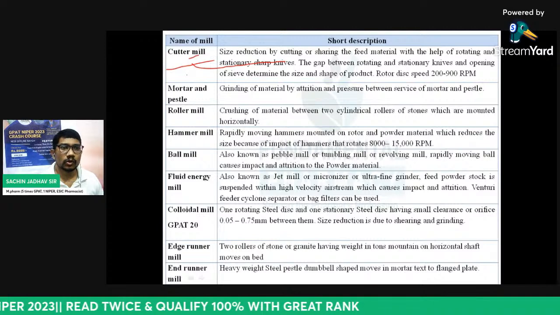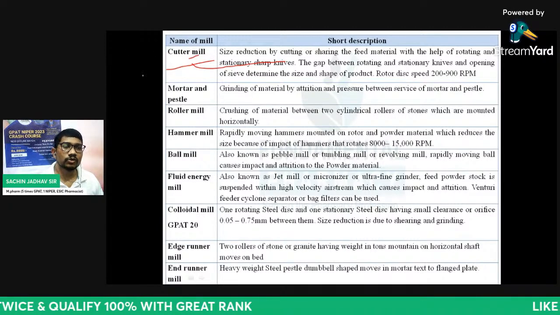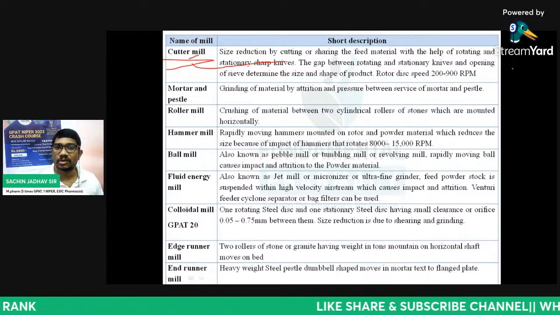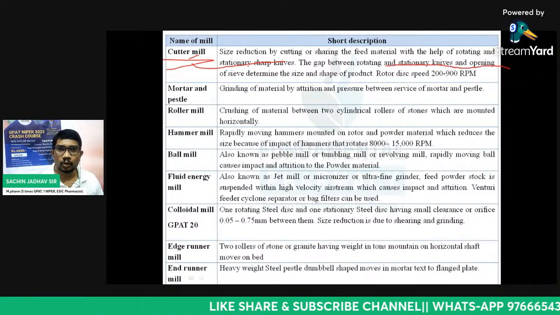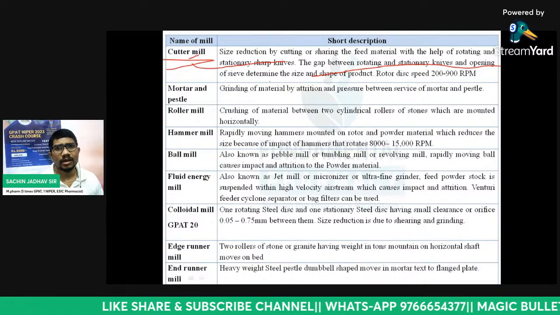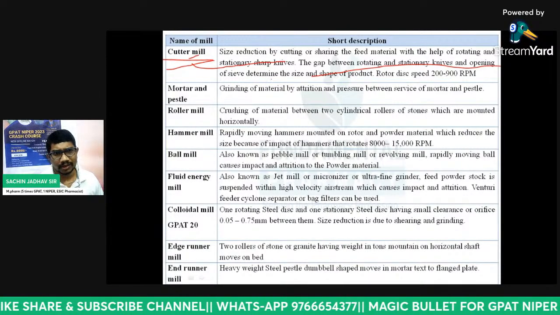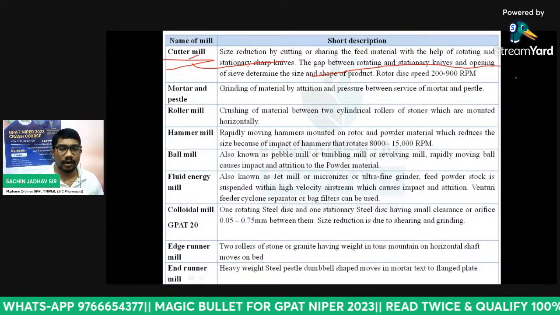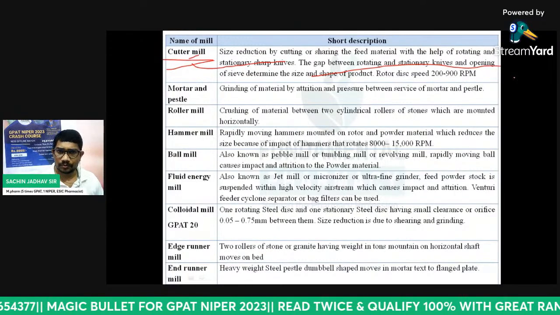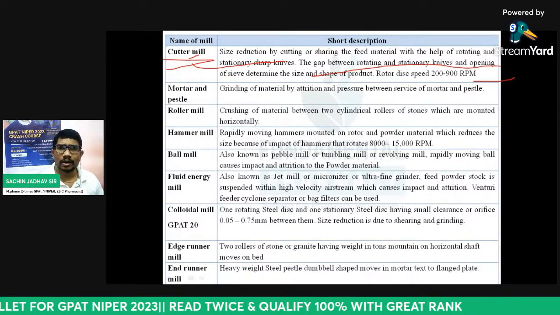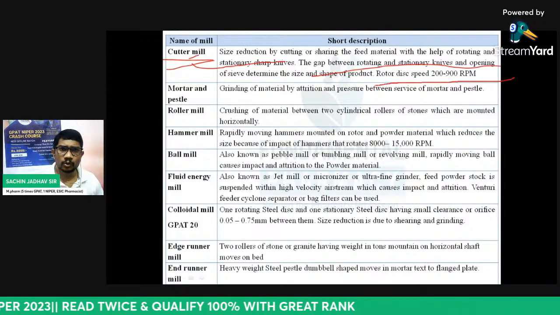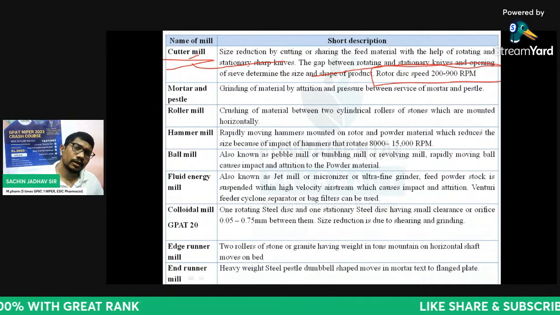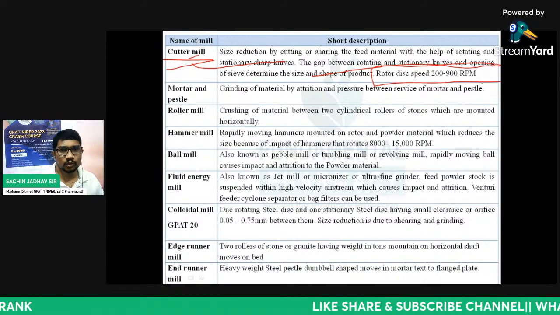So material when it will come in between stationary and rotating knives, so material will be cut down, that is the size reduction. So कटर मिल में क्या होगा, rotating knives रहेंगे और stationary knives रहेंगे. The gap between the stationary and rotating knives will decide the particle size, okay, and shape of the product. Now rotating knives are rotated at a speed of 200 to 900 rpm. जो रोटर रहेगा उसमें रोटर will rotate at 200 to 900 rpm.